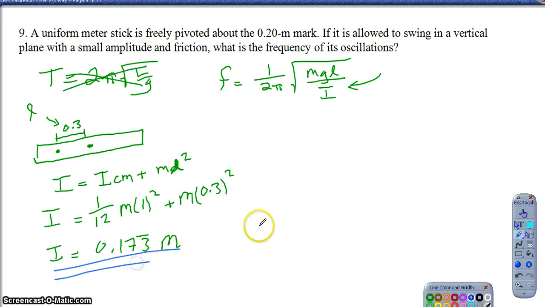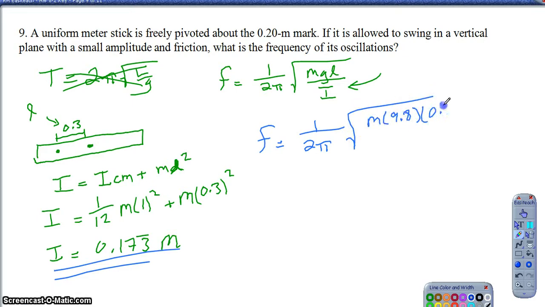So now that I know the moment of inertia, and I know that this is the frequency equation for a physical pendulum, then bringing that all together, I got the frequency equals 1 over 2 pi times the square root of m times 9.8, my acceleration of gravity, times L, which is 0.3, divided by the moment of inertia of this pendulum, which again is 0.173 repeating times m.